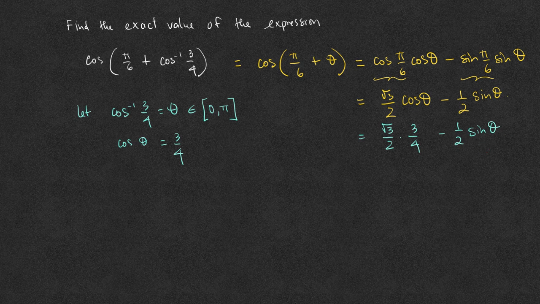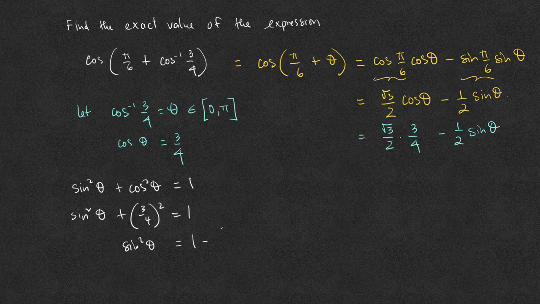There are several ways we can do this, but one way is to use the Pythagorean theorem, which states that sine squared theta plus cosine squared theta equals 1. Replace cosine of theta with 3 over 4. We have sine squared of theta equals 1 minus 3 over 4 squared, which is 7 over 16. So sine of theta equals plus or minus the square root of 7 over the square root of 16, which is 4. Now, next we need to argue what sign we want to use.